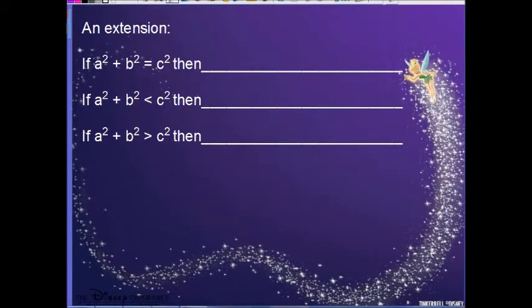So this brings us to our extensions. If a squared plus b squared equals c squared, then we have a right triangle. Our second one: if a squared plus b squared ends up being less than c squared, then we have an obtuse triangle. And last but not least, if a squared plus b squared is greater than c squared, then we're going to have an acute triangle. Now I know it seems kind of backwards. Less than means obtuse, greater than means acute. If you can remember that it's backwards, that's great.